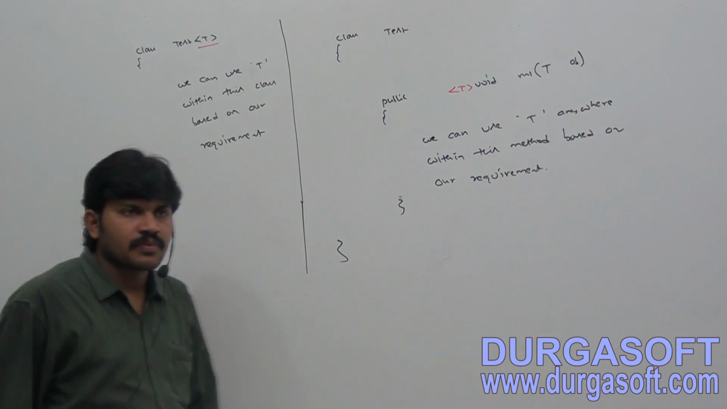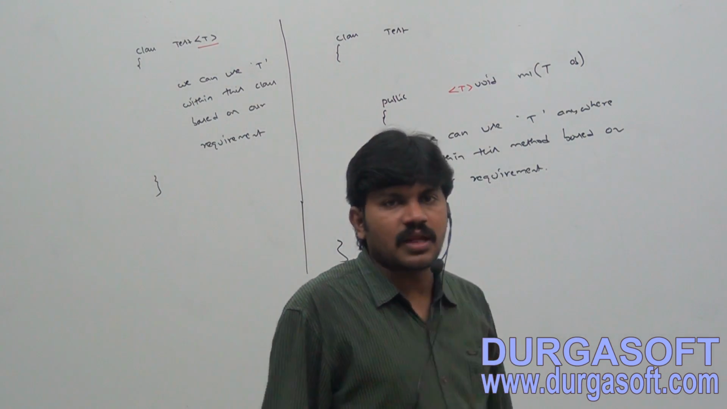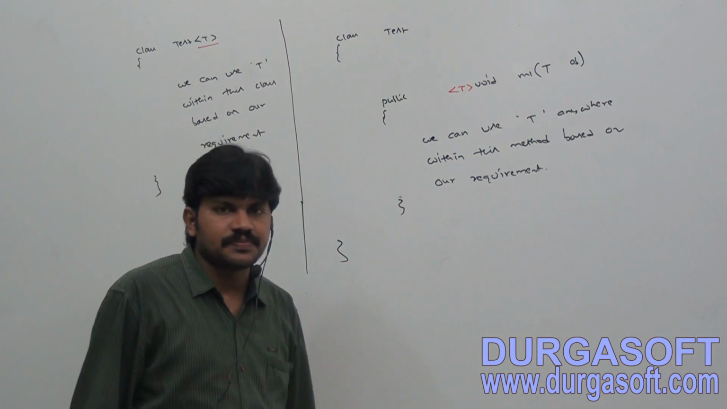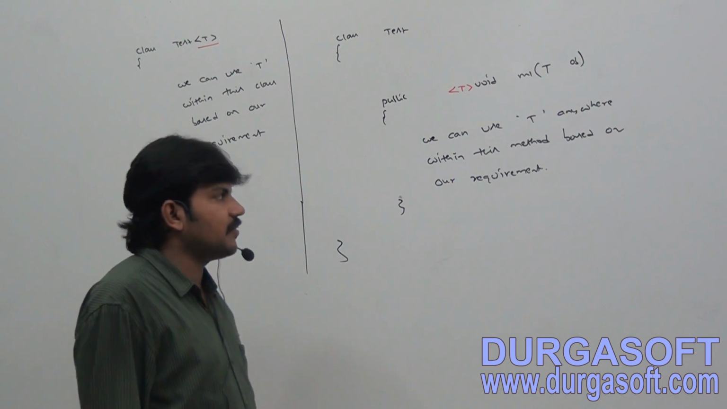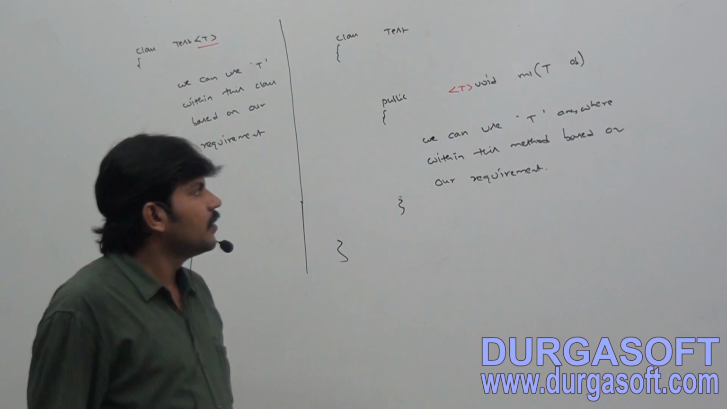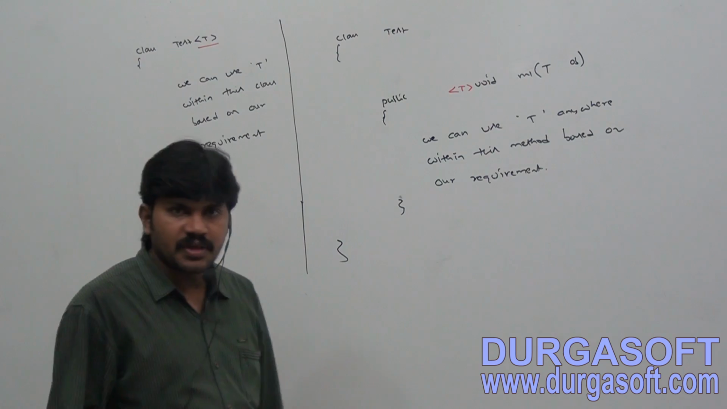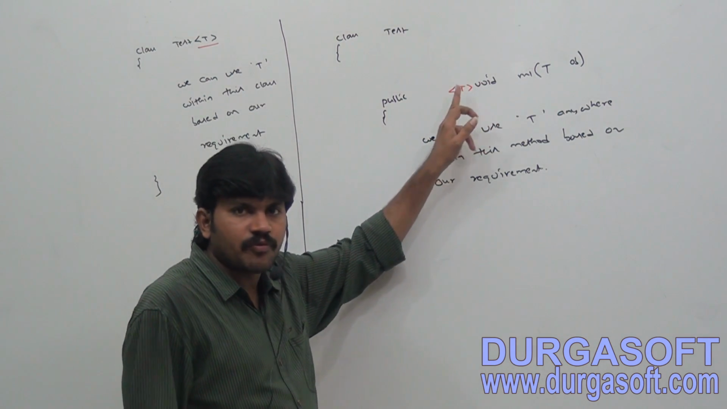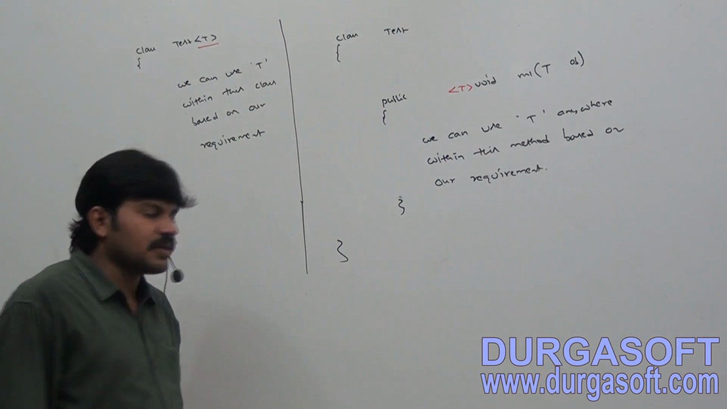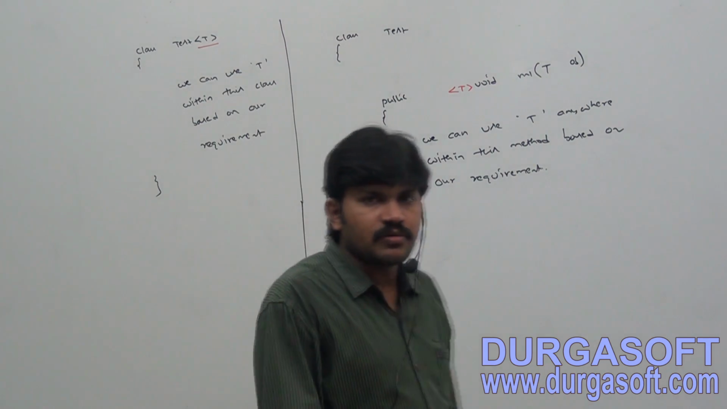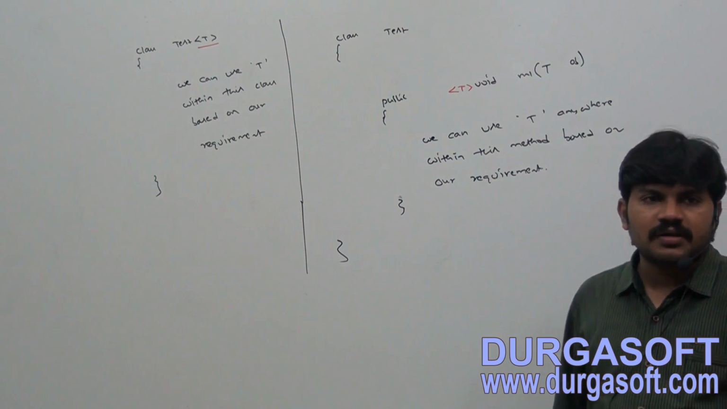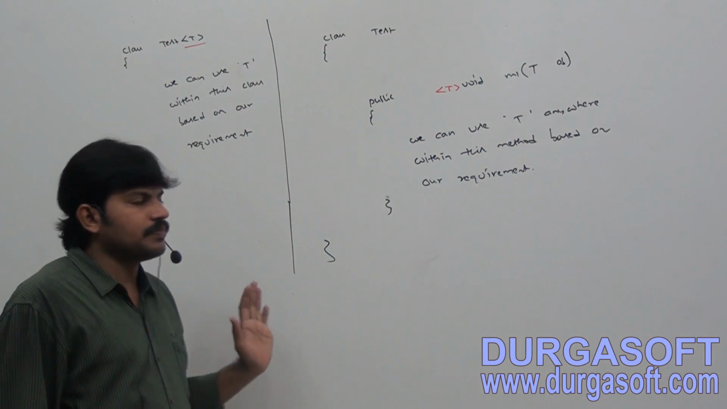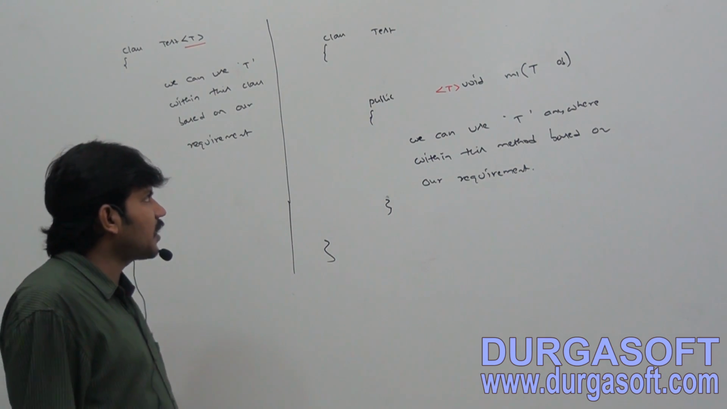Declaring type parameter at a method level. Okay, sir, where do we have to declare it at method level? Just before the return type, we have to declare the type parameter.